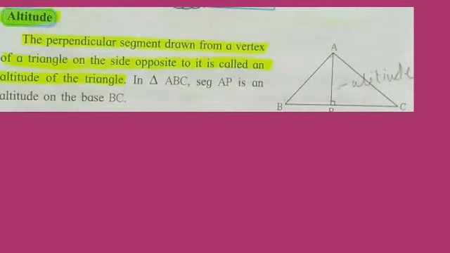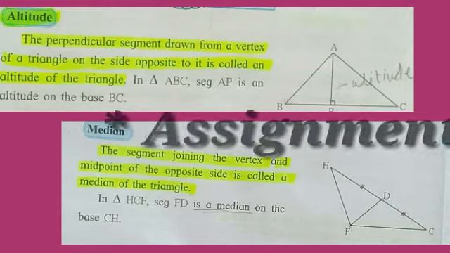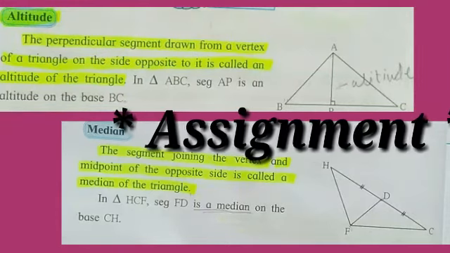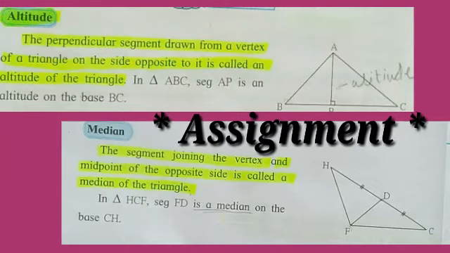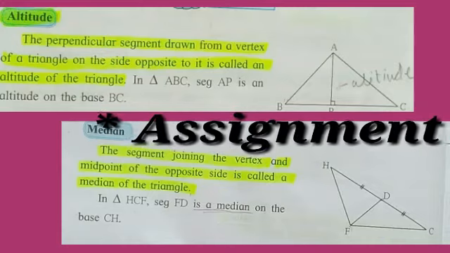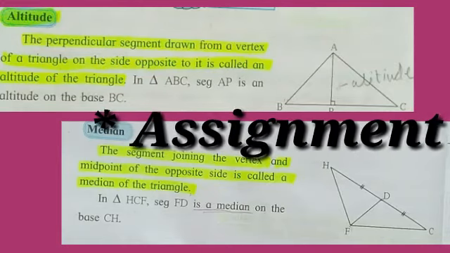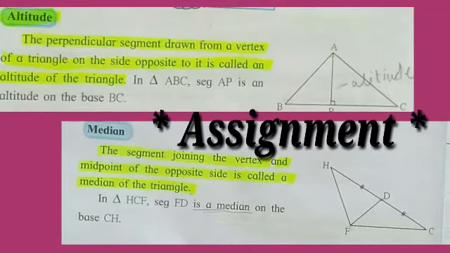So students, this way today we have learned about the two most important concepts from the fourth unit, that is altitude and median. So your today's assignment is to write down the definition, diagram and all the important properties and activities given on page numbers 19, 20 and 21. You have to write all these points in your classwork notebook.